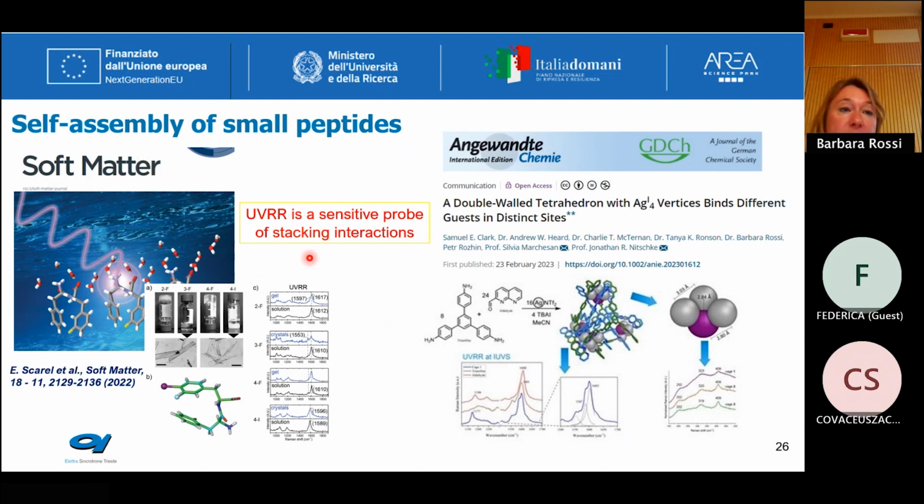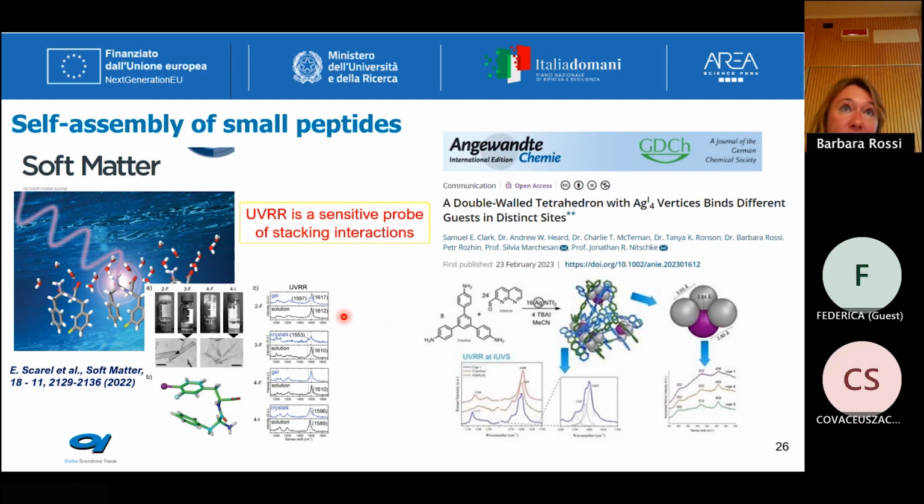This is another true example of a collaboration that we have with the group of Professor Silvia Marchesan at the University of Trieste, where we use UV spectroscopy in combination with other techniques to detect the self-assembly of small peptides. Here I report two different examples of small peptides that tend to assemble in a specific structure and form a gel or crystal phase, or other aromatic small molecules that tend to form this cage. And in this case, the formation of this structure is very important.